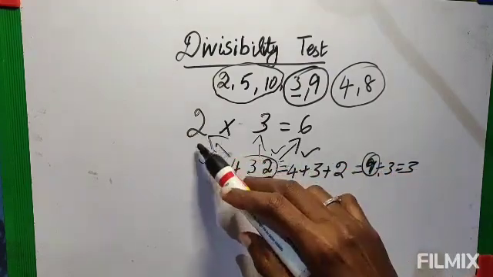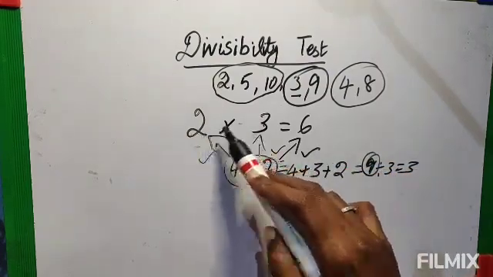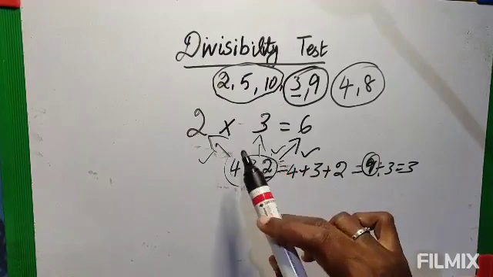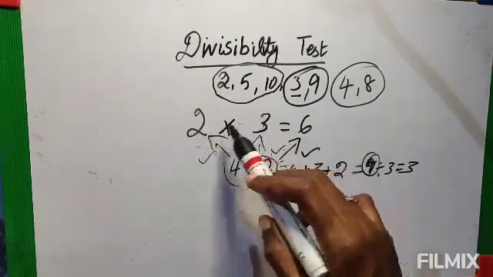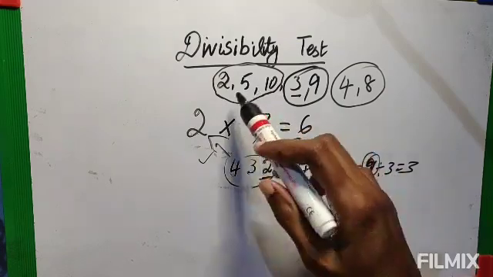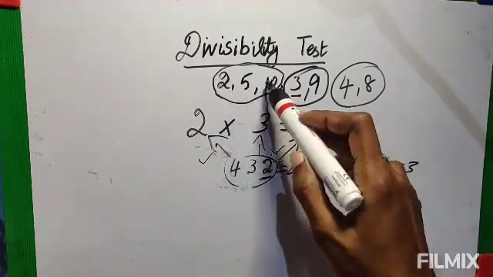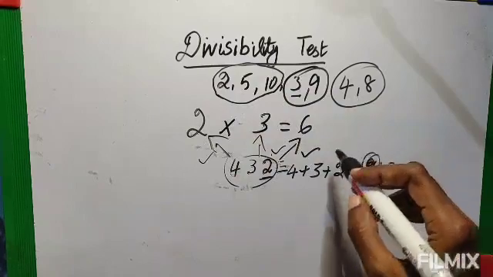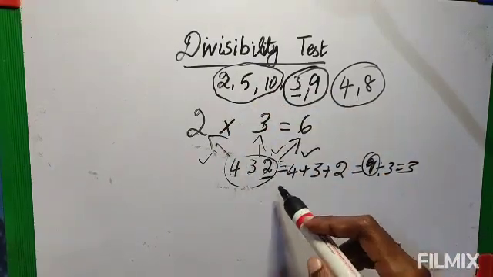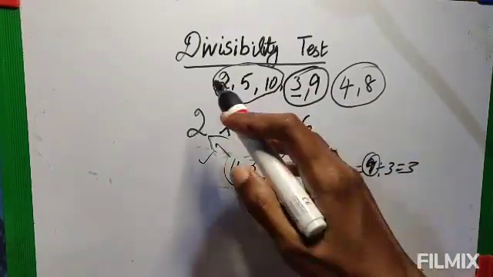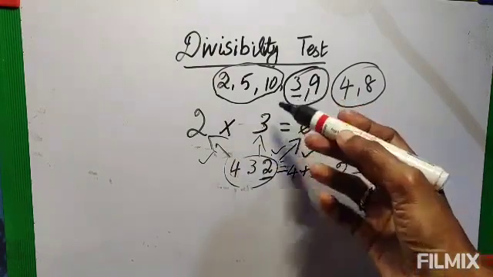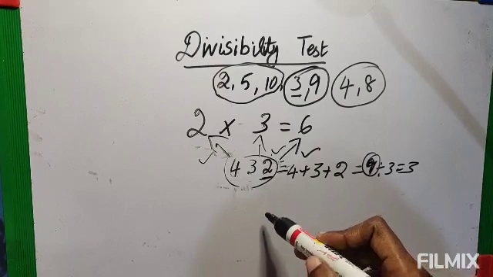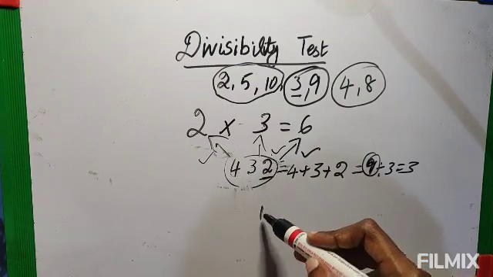So if it is fulfilling the tests of these 2 numbers, then it fulfills the test of the product of these numbers if you multiply. Now same thing here. For 2, 5, 10, they have a similarity I told you. You can check whether a number is divisible by 2, 5, 10 together. Let me give an example.